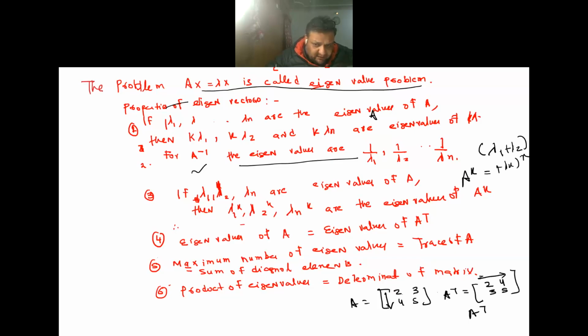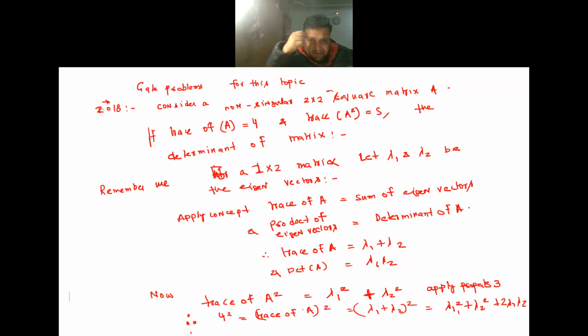And the product of the eigenvalues gives you the determinant of the matrix, and the sum of the eigenvalues is equal to the trace of the matrix. Trace basically means, suppose you have λ1 and λ2, their sum is the trace of the matrix.